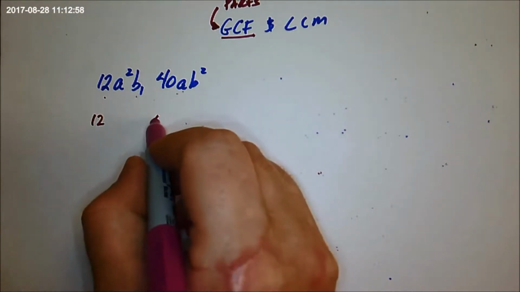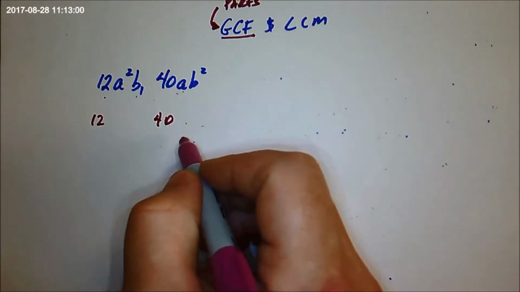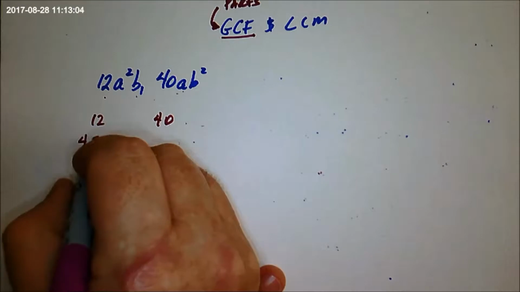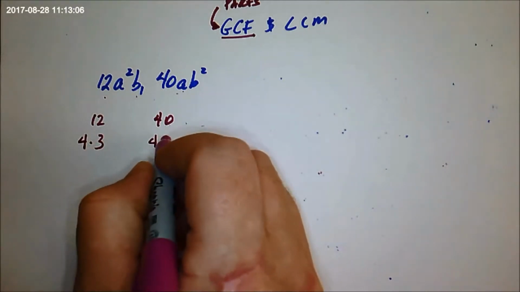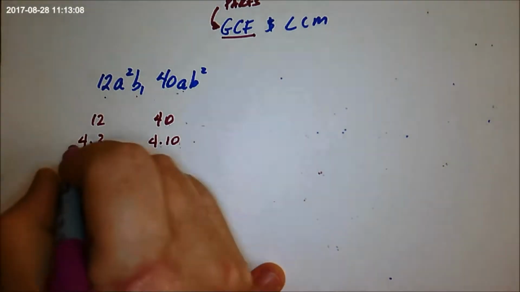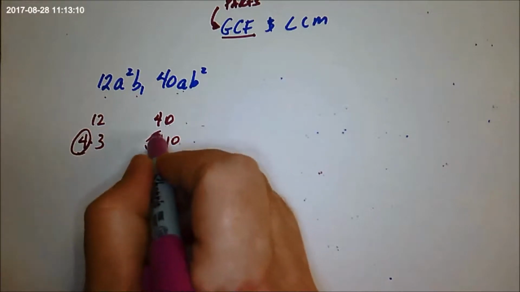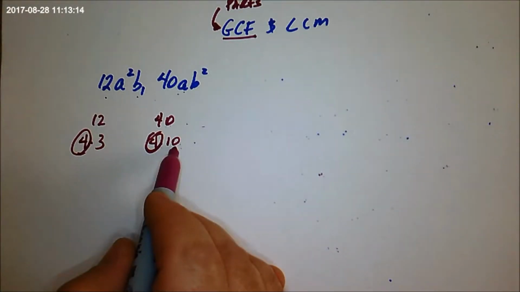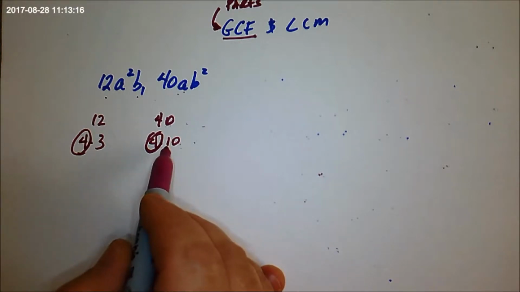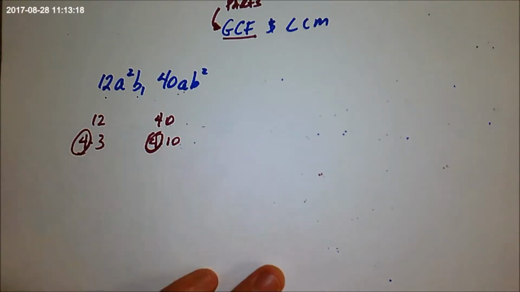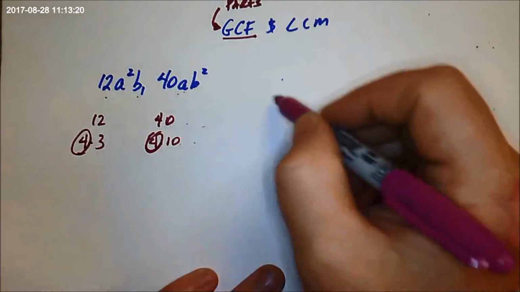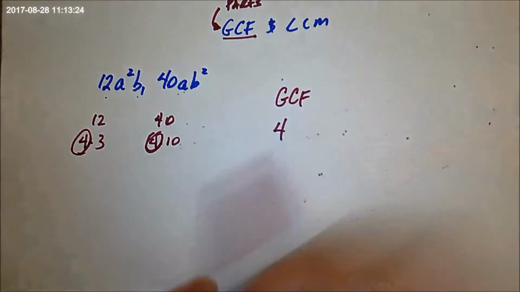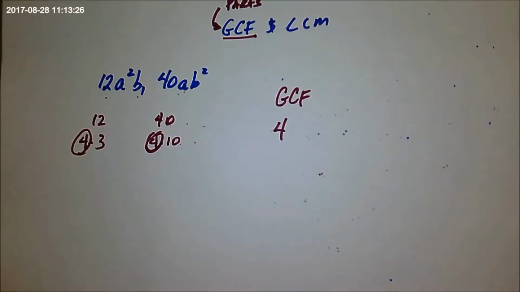Now, when I look at 12, and I look at 40, well, what jumps out to me is that they both have a factor of 4. You see, that's 4 times 3, and this is 4 times 10. They both have a factor of 4. Now, there's nothing in common, multiplication-wise, between 3 and 10. 3 and 10 are what are called coprime. They're relatively prime. They don't have anything in common. So as far as GCF, they both have a factor of 4.